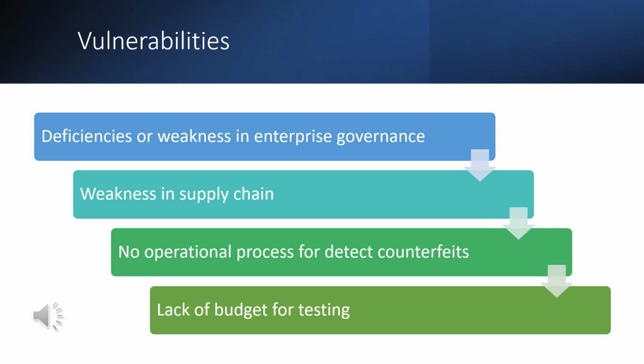Vulnerabilities. Deficiencies or weaknesses in the structure or process, and not having a proper risk management plan to guide considering dependencies on external enterprises. Weakness in the supply chain. Not having a secondary source of new technology can have a negative impact. No operational process for detecting counterfeit. Developing a program or allocating the training budget can raise awareness. Lack of budget for testing and implementation, for technical screening and acceptance testing, may be overlooked.